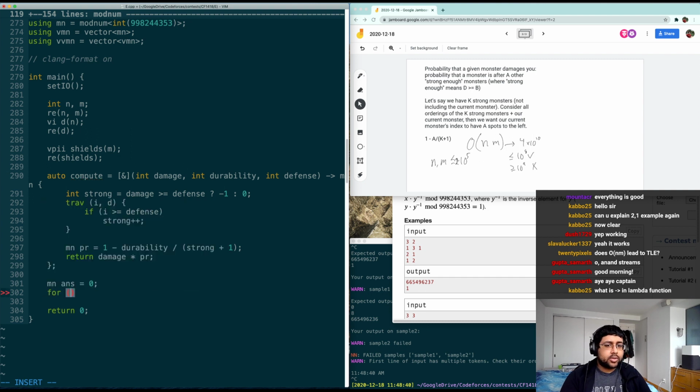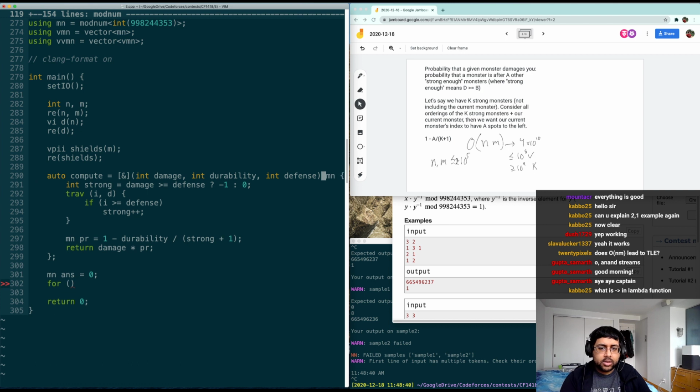What is the arrow? The arrow means you point to the return type. You can actually not include the arrow, and this will still work fine. Sometimes I like to do it to be explicit, but C++ will automatically infer the return type, which is nice.